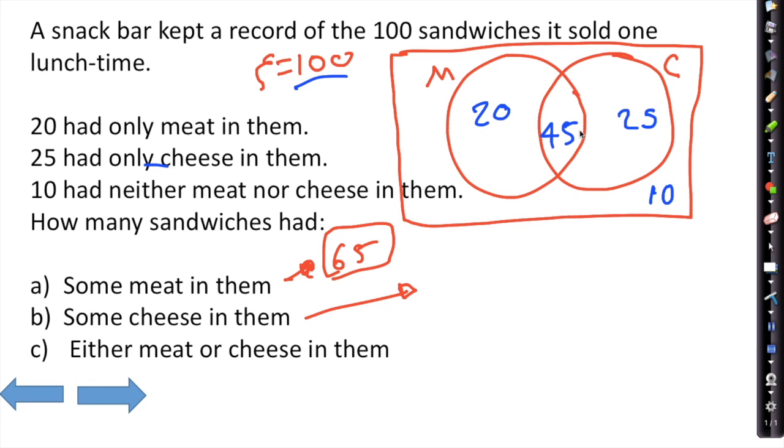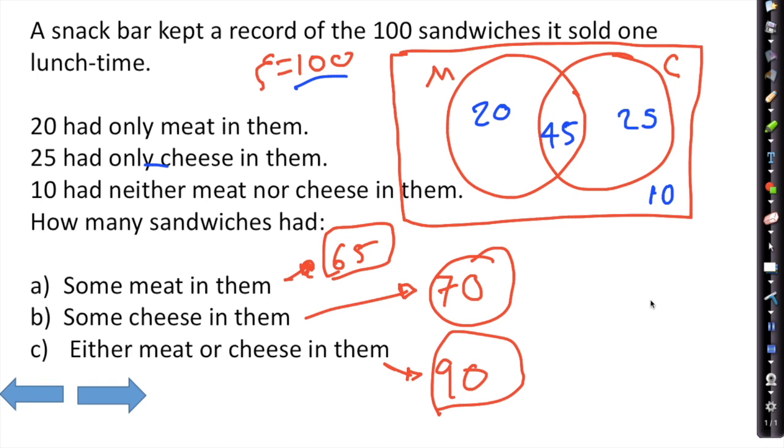Some cheese in them, 45 plus 25. Inside this Venn circle is the cheese, so 45 plus 25 will give us 70. Either meat or cheese in them will be all of these added together, or just 100 subtract 10, 90. And those are the answers to your questions.